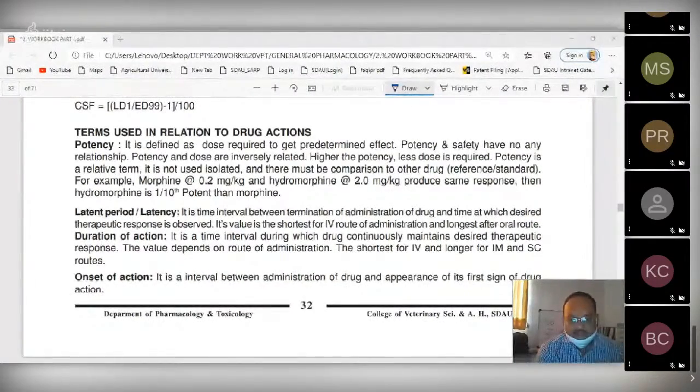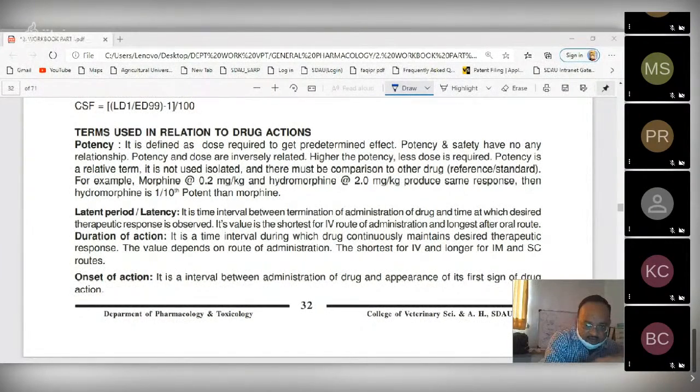Now, potency and safety have no relationship. That means it is not that if a drug is potent, then it is safe, or if a drug is safe, then it is potent. They are not related at all. A highly potent drug may be highly toxic. A highly potent drug may be least toxic. A highly toxic drug may be least potent.